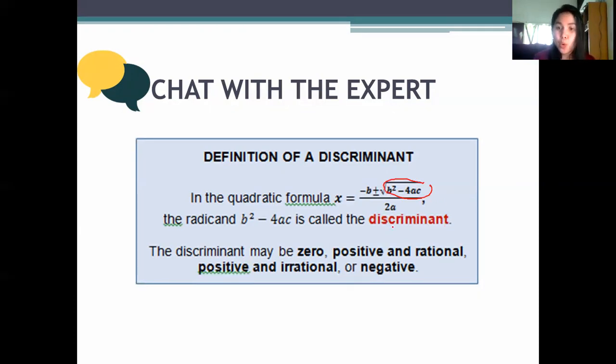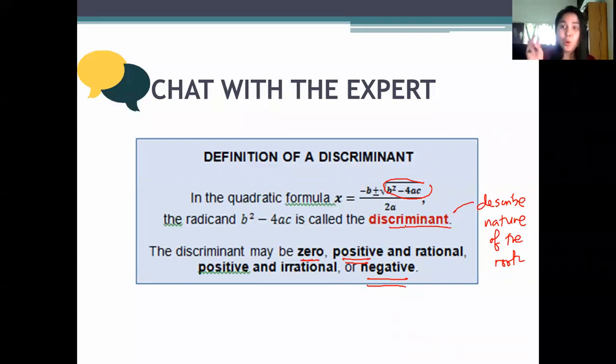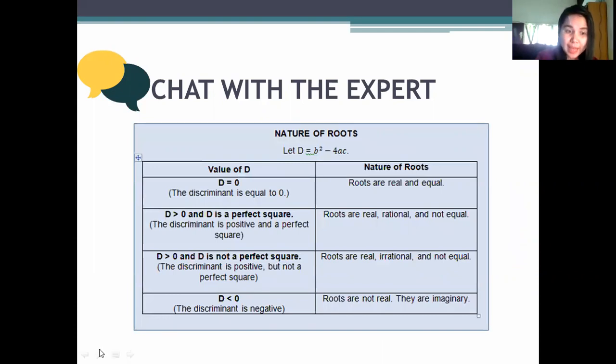The discriminant will be the one to describe the nature of the roots. So for example, my discriminant can be 0, it can be positive, or it can be negative. By just looking at your discriminants, you will have an idea whether the roots are imaginary, real and rational, or real and irrational. Let's have an example. Here's the nature of the roots that we will have.